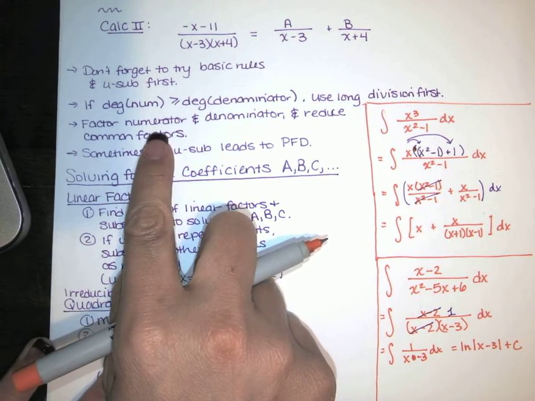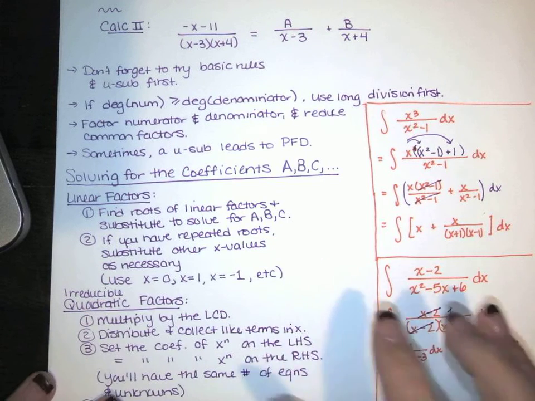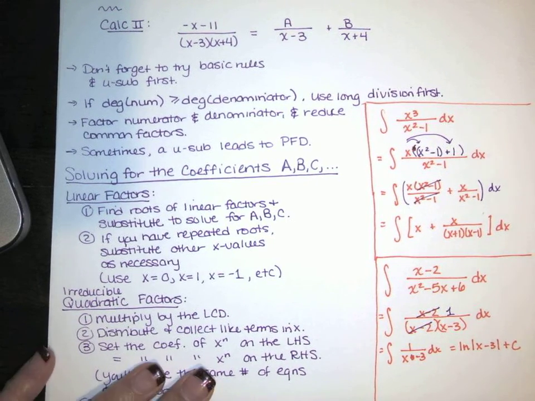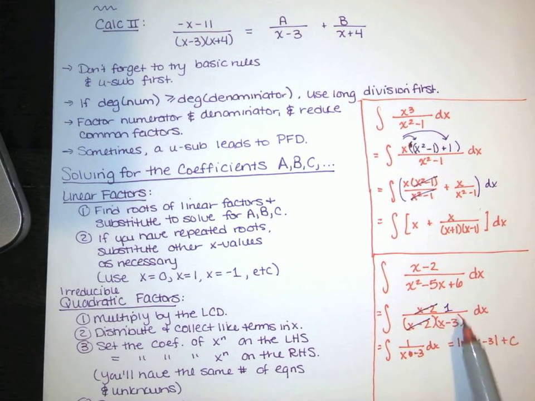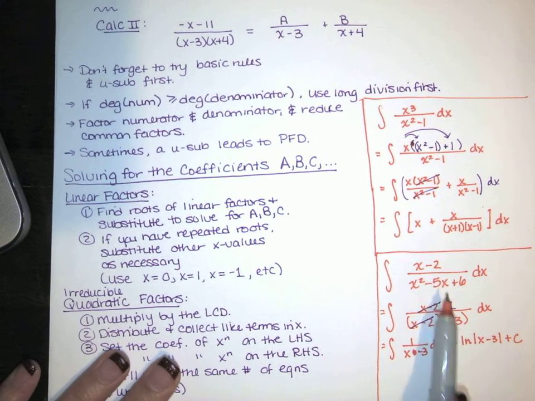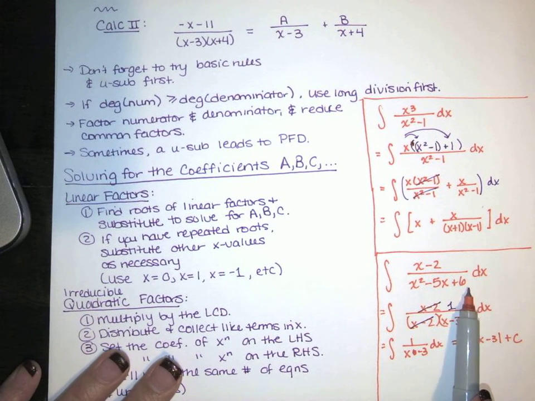So factor the numerator and denominator first. If there are any common factors, reduce them. If you do, it might turn out that you don't need to use partial fraction decomposition. It might be a basic rule. It might be a u sub. You just never know. So factor first.